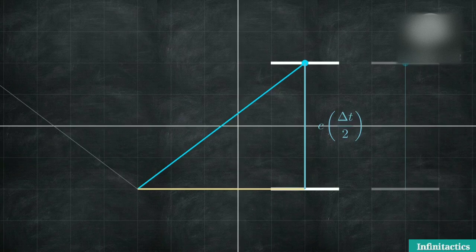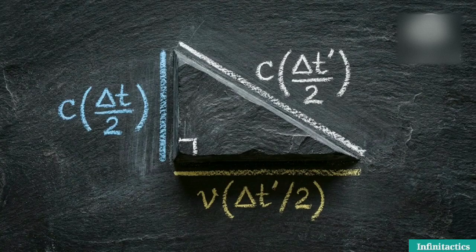During that exact same half tick, the clock itself moved forward. The base of the triangle is that horizontal distance. That equals the clock's velocity, v, multiplied by the moving time, delta t prime, divided by 2. Finally, the hypotenuse is the diagonal path the photon actually traveled. That equals the strict speed of light, c, multiplied by the moving time, delta t prime, divided by 2. We now have a right triangle with all three sides defined algebraically.